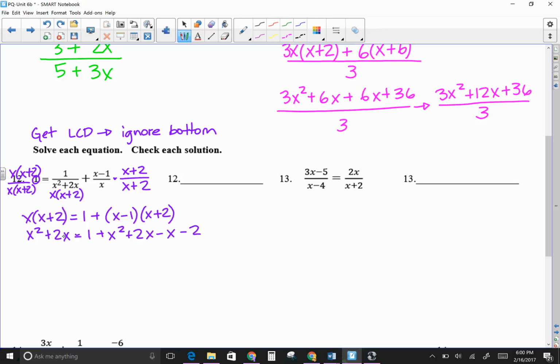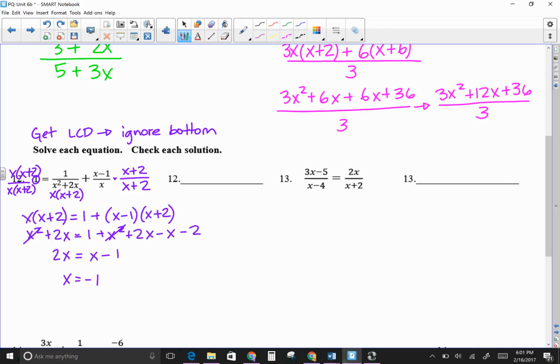Okay? I have an x squared on both, so they go away. That gives me 2x. I'm going to clean this side up a little bit. 2x minus x is x. 1 minus 2 is negative 1. So 2x equals x minus 1. If I subtract x from both sides, I get x equals negative 1.